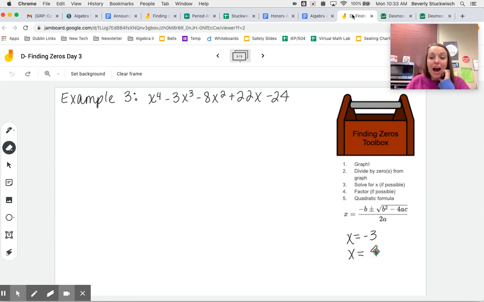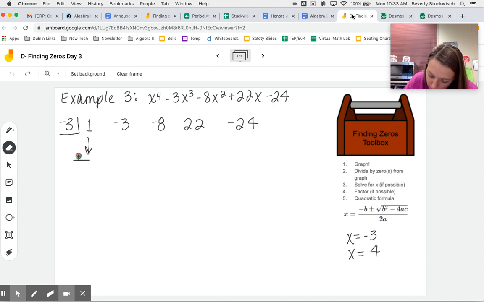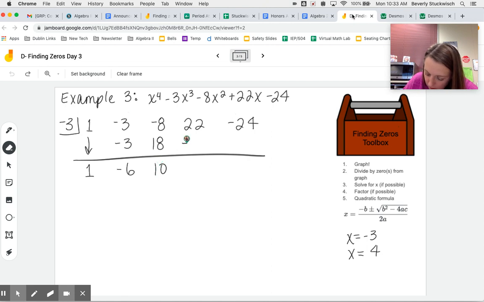We can divide by either one of those. Let's do -3. My coefficients are 1, -3, -8, 22, and -24. Bring the 1 down. 1 times -3 is -3. That's -6. -6 times -3 is 18. 10 times -3 is -30. -8 times -3 is 24. No remainder. Shouldn't get a remainder.